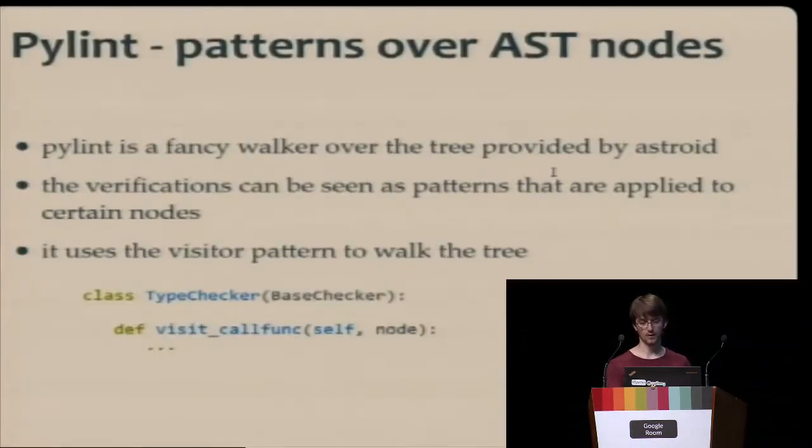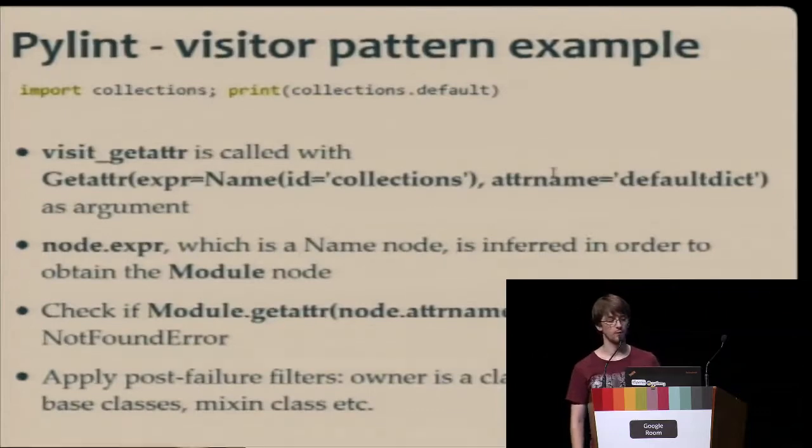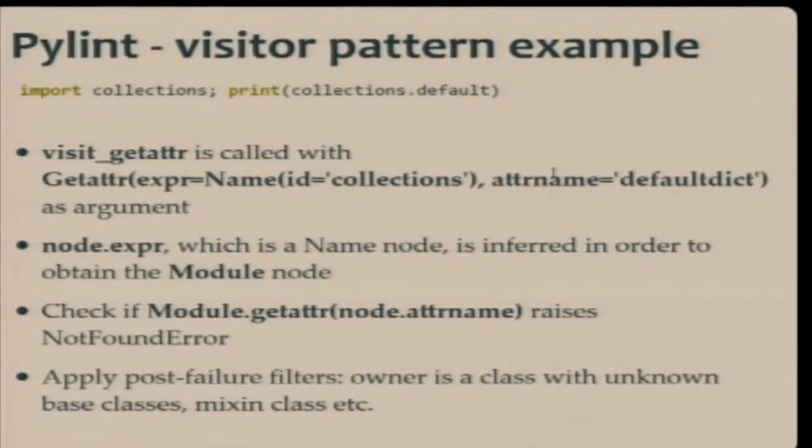And here is a small example of how the visitor pattern works. Let's say we implement in our own checker visit call func. In this particular example, we're importing collections, and we're obtaining the default attribute from collections. There's no default attribute in collections, by the way, it's defaultdict. What will happen is that visit getattr will be called with a node, which will be the getattr node. Afterwards, we'll infer what that node really represents. I mean, what the parent of the statement really represents. The parent will be the name collections.